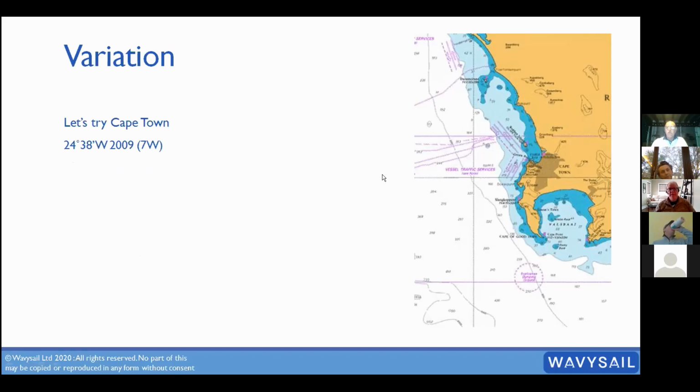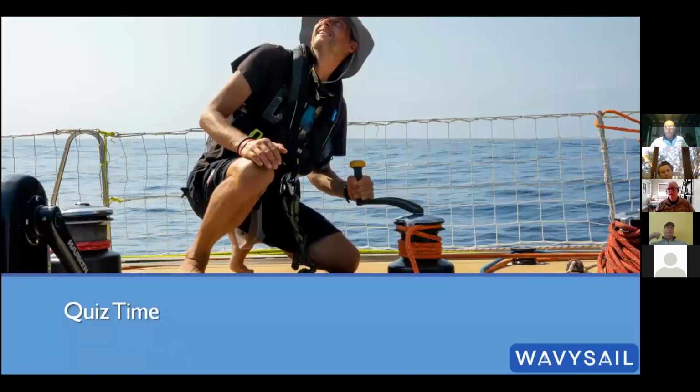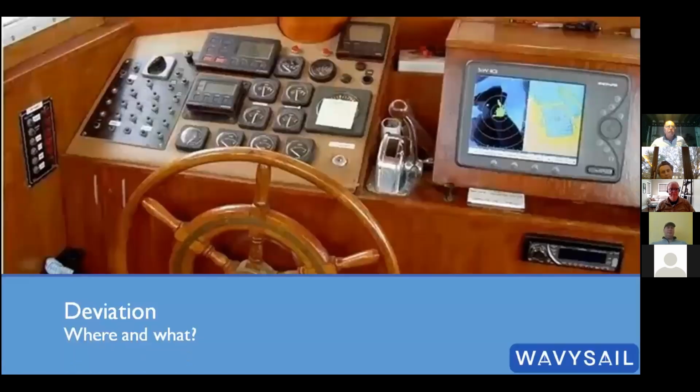So if we have a look a few back, that's the variation there. And it's only 2 degrees. What do we work it out as? 3. So that's 1, 2, 3. Cape Town is 26. So you could be 26 degrees out just steering a course, which, as you can imagine, could get you in all sorts of trouble if you don't do it carefully.